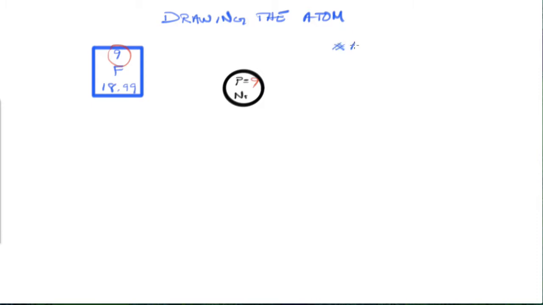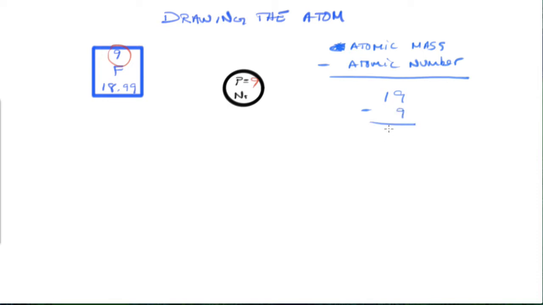So let's write down the formula: atomic mass minus the atomic number. So if you take the atomic mass and you subtract the atomic number, then the result should be the number of neutrons. So in our case, what we have is an atomic mass of 18.99, which I'm going to round up to 19. And from that, I'm going to subtract the atomic number, which is 9, which gives us a final result of 10, which means that the number of neutrons in this case here is 10.